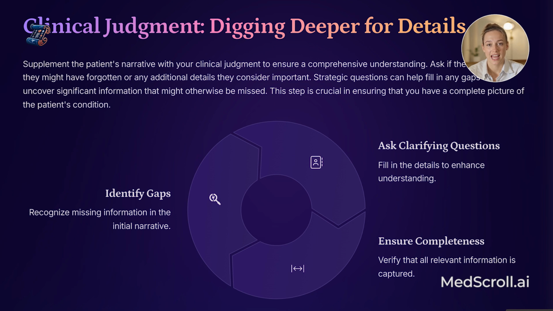While the patient's narrative is critical, it is equally important to use your clinical judgment to probe deeper. After the initial story, ask if there is anything they might have forgotten to mention or any additional details they feel are important, encouraging them to elaborate with questions like, "Is there anything else you'd like to add?" or "Have you noticed any other symptoms that might be related?" This helps fill in any gaps in the history.